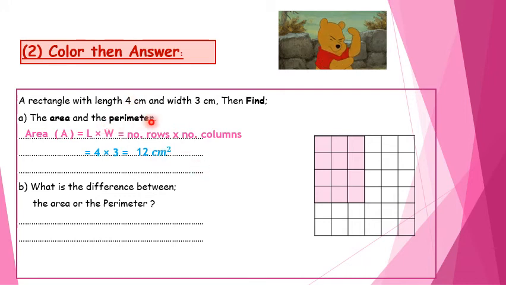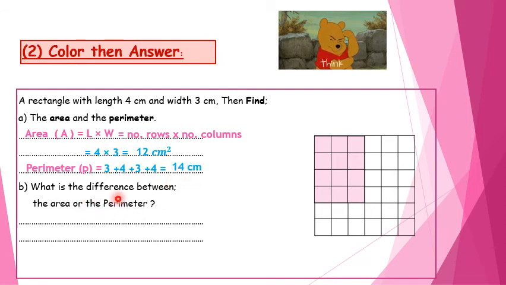And I want to find the perimeter. I have here the length is 4 and the width is 3, and the other length is 4 because it is equal to this one, and this width is 3. So it's 4 plus 3 plus 4 plus 3. So 4 plus 3 equals 7, and 4 plus 3 equals 7. So 7 plus 7 equals 14 centimeters.